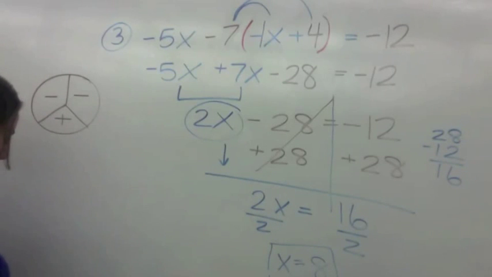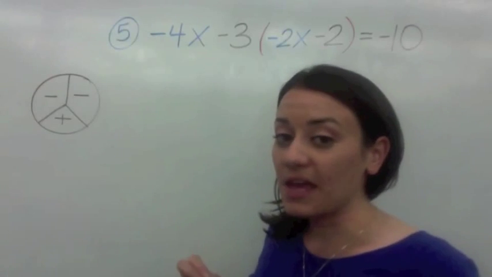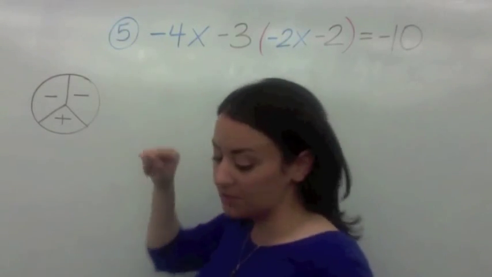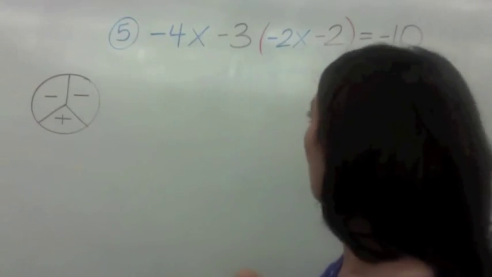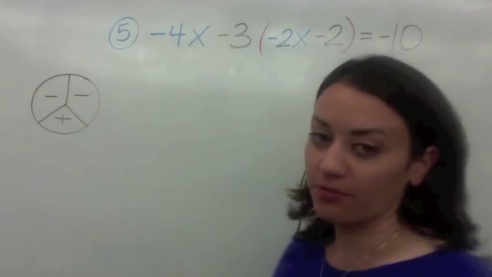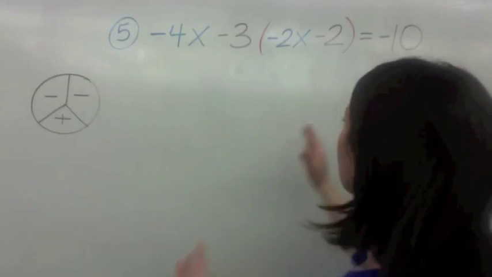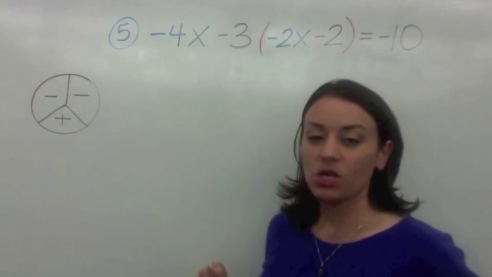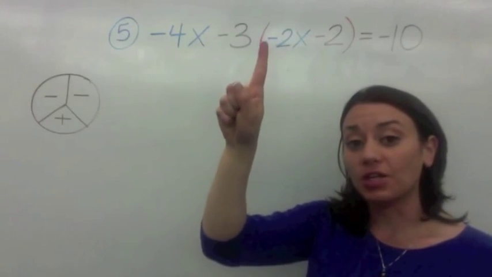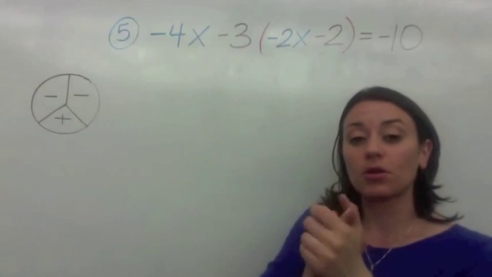We're going to do one more. Okay, so the last one we're going to do is number 5 today. The first thing you have to do is, what do you see? You see parentheses, right? So you have to do what? You have to distribute, multiply.